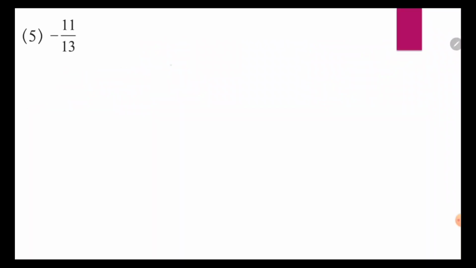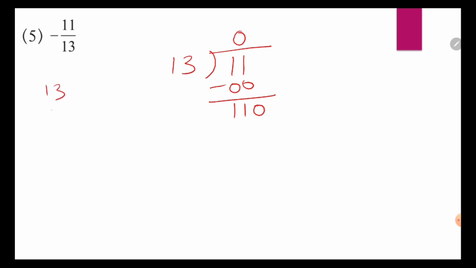Now the last sum, 13 divided by 11. Okay, so first of all 11 doesn't come in the table of 13. We will be putting 0 0 and 11. Okay, now we will be writing the 13's table. Okay, 26 39 52 65 78. Okay, and 7 is 91, and 8 is 104, and 9 is 117, and 130. Okay, so here it is 110.